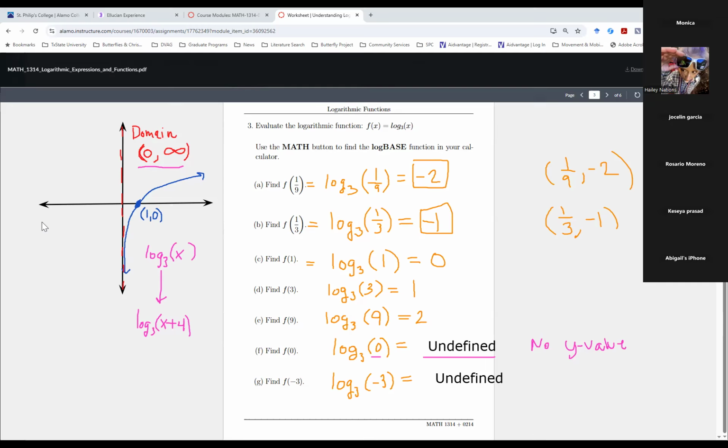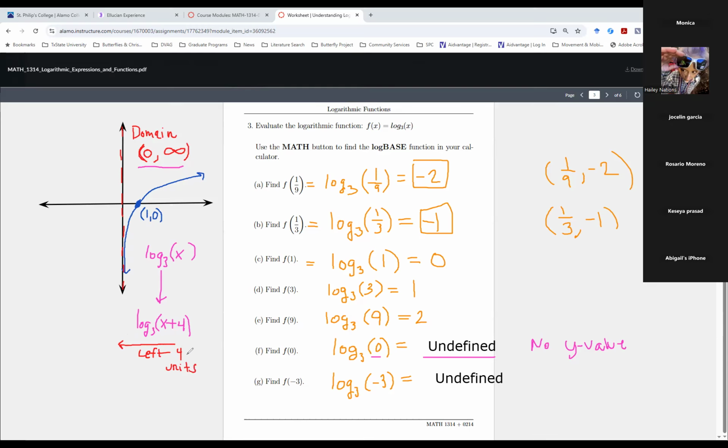Think about your transformation rules for graphs. If I add 4 inside the parentheses, how will my graph move? It moves left. Shifting up, no. If I'm inside the parentheses, it's going to shift left. So if this one shifts left by 4 units, I can't spell units today.